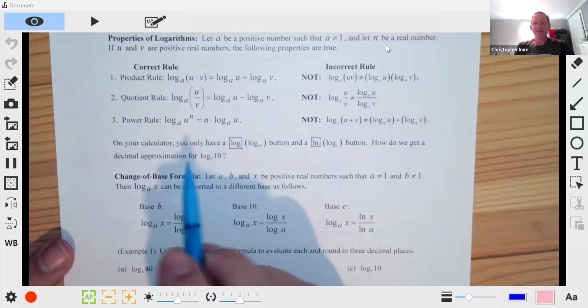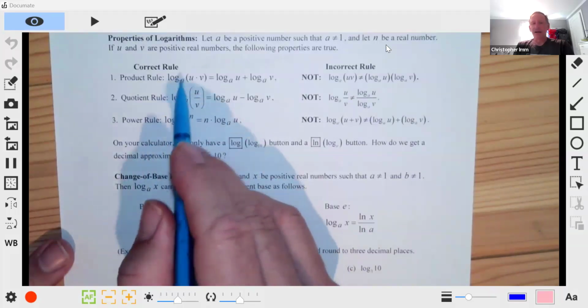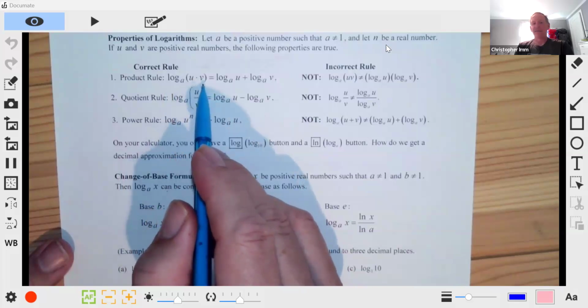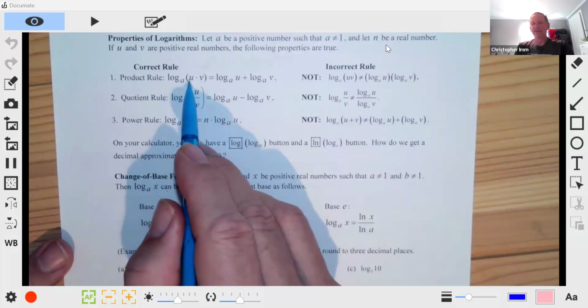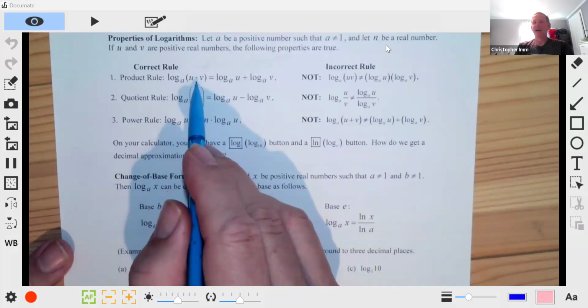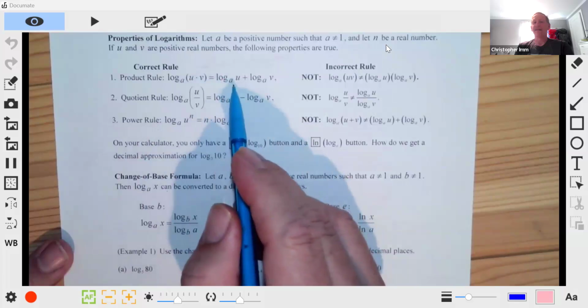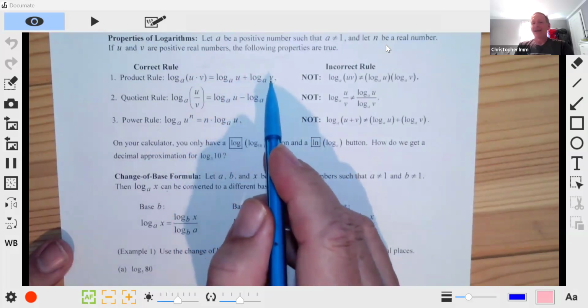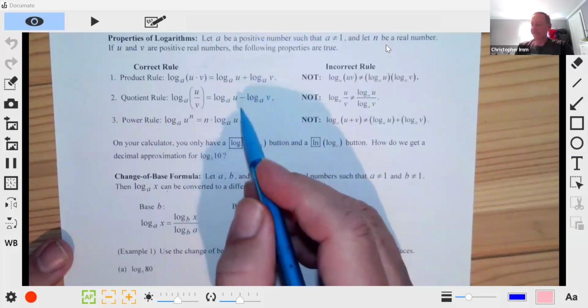So if we think about two rules or two logs, a log with the same base of the product of something, we can call this the product rule. So log base a of two things multiplied together can be broken apart as log base a of the first plus log base a of the second. I want to show you where this comes from.